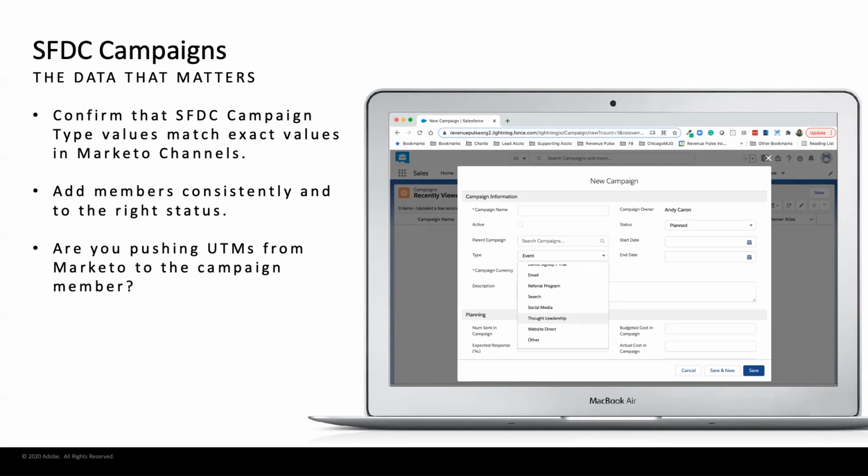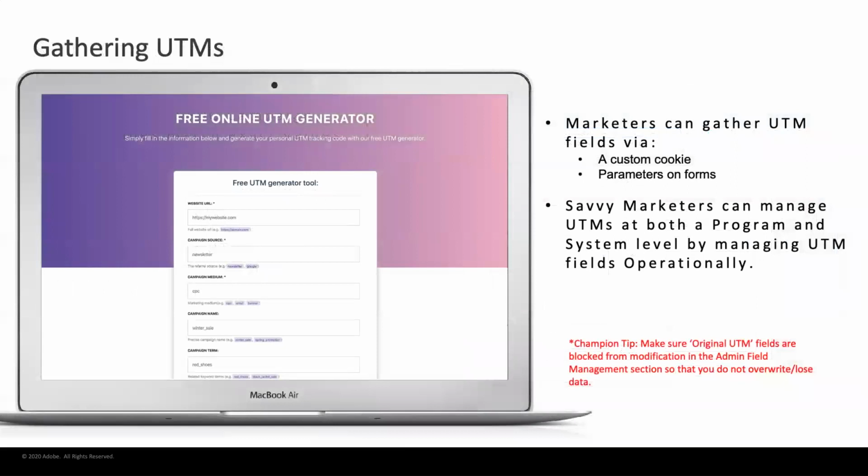I'm going to consistently be adding members and with the right statuses. And if you are pushing UTMs from Marketo to the campaign member, you also may want to think about what the structure and timing of that looks like. I'm sure most of us are familiar with UTMs. Marketo has a native functionality that allows you to just grab them on hidden fields on a form if someone's coming to that particular page where the form lives, with the UTMs in their entry parameter.